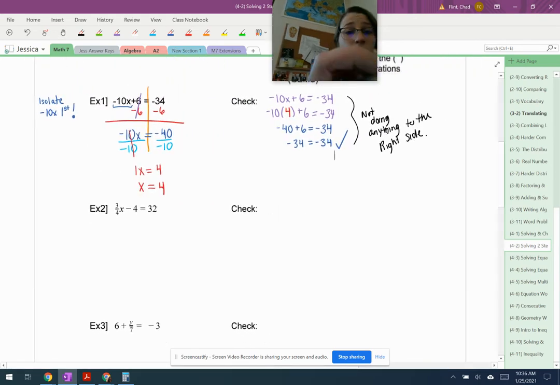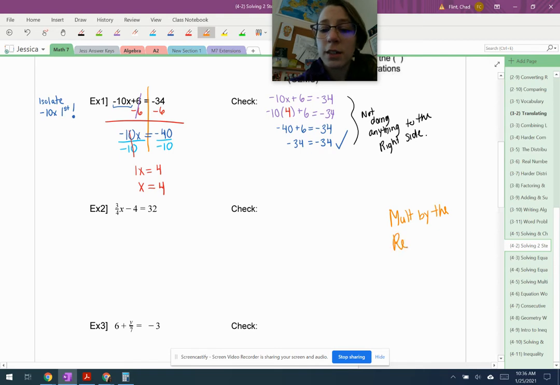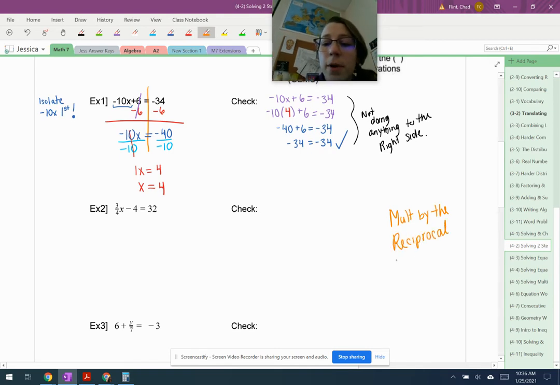So let's make a note again. Orange. You're going to multiply by the reciprocal to deal with the 3/4.